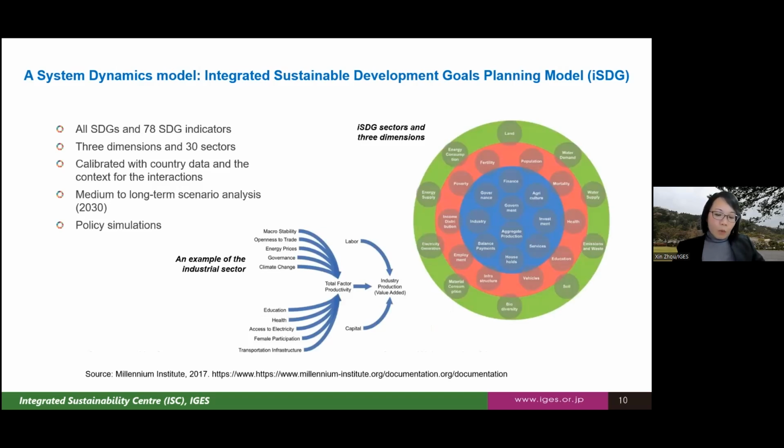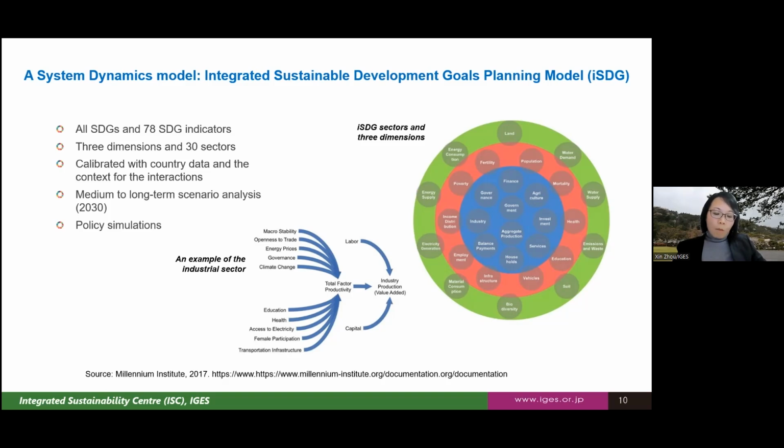The Integrated Sustainable Development Goals Planning Model, ISDG, is based on a system dynamics model and applied to a couple of countries at the national level. It was developed by the Millennium Institute. The model covers all SDGs and 78 SDG indicators. The overall framework covers 3 dimensions, each of which includes 10 sectors. For example, the social dimension includes population, poverty, and health sectors, and the economic dimension includes agriculture, industry, balance of payments, and government. And the environmental dimension includes land, water, energy supply, emissions and waste, and biodiversity, etc.